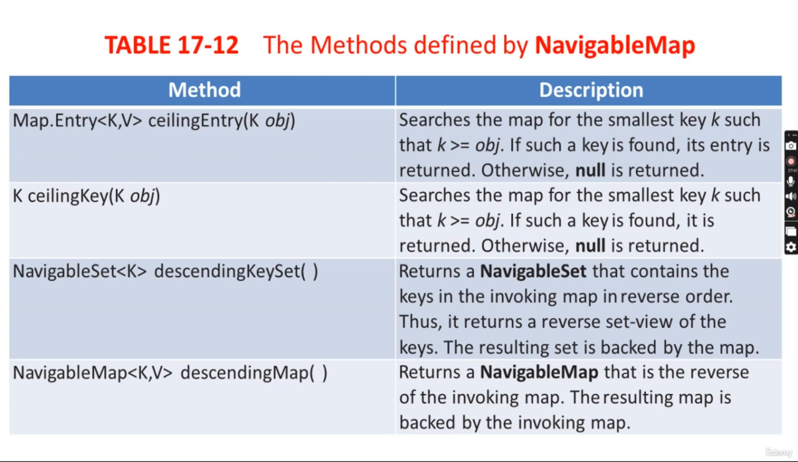otherwise null is returned. NavigableSet<K> descendingKeySet returns the navigable set that contains the keys in the invoking map in reverse order. Thus, it returns a reverse set view of the keys. The resulting set is backed by the map. NavigableMap<K,V> descendingMap returns a navigable map that is the reverse of the invoking map. The resulting map is backed by the invoking map.